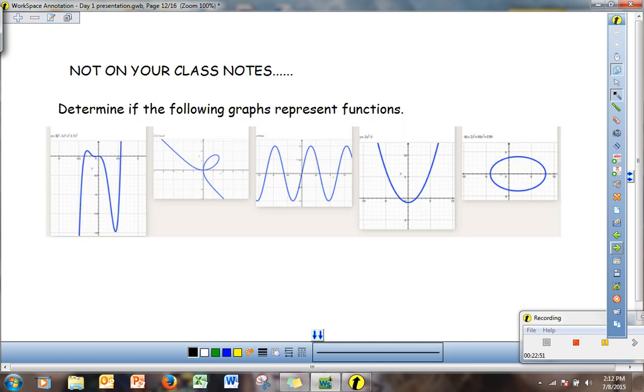Okay? My next slide is not on your notes, but it's going to take us about 1 minute to go through all these. Determine if the following graphs represent functions or not. So look at this first one. When I draw vertical lines through here, I'm only hitting this graph at one place per line. So yes, this is a function.